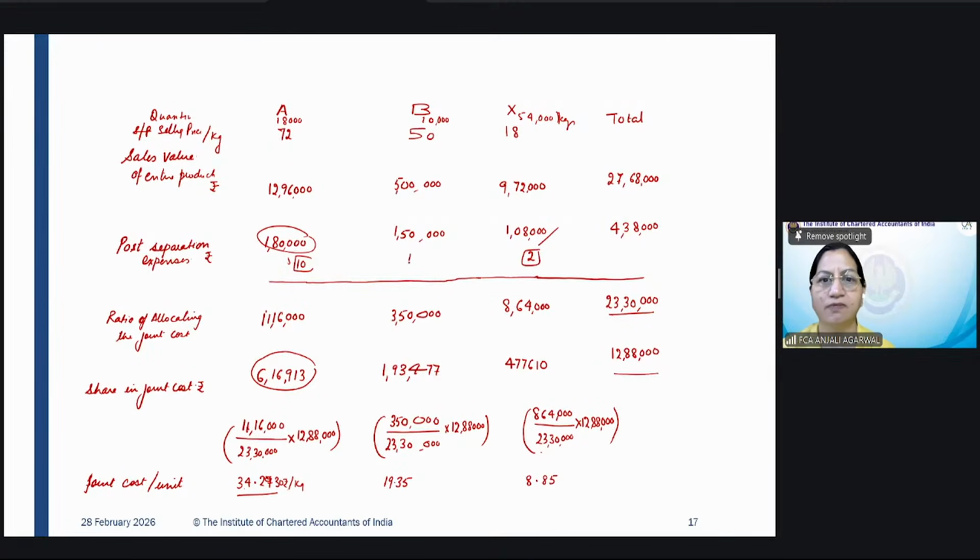This one is 15. So this is the post-separation cost per unit: 10, 15, and 2. And this is the share of joint cost per unit: 34, 19, and 8. So 34 plus 10, 44, sold for 72. You can see the profit. 19.35 plus 15, 34.35, sold for 15. 8.85 plus 2, 10.85, sold for 18. So this was giving you a very high gross margin.